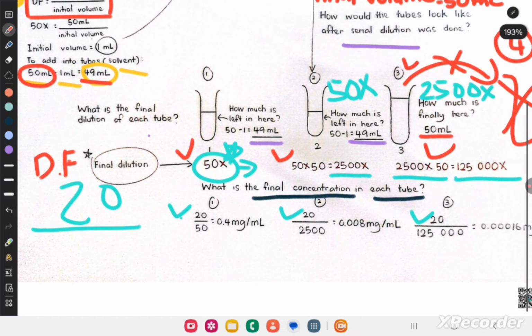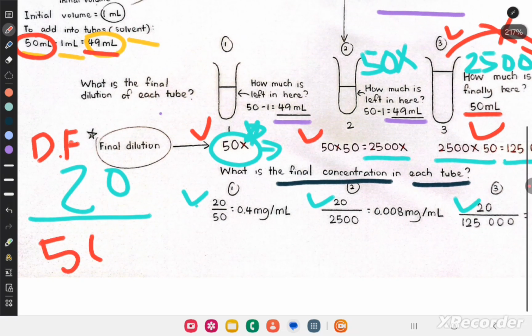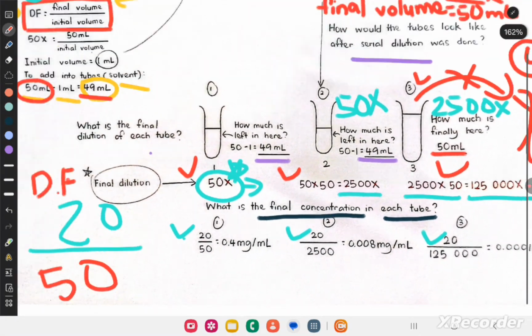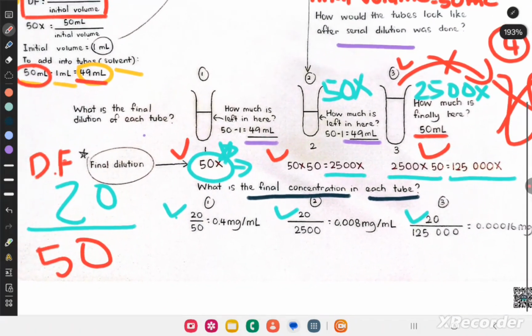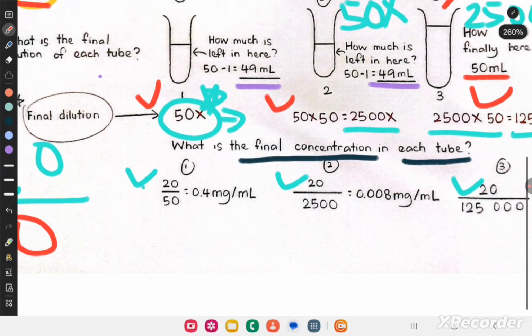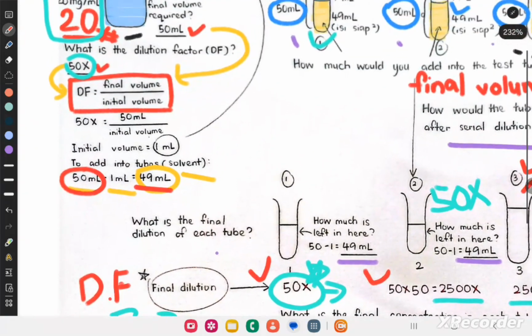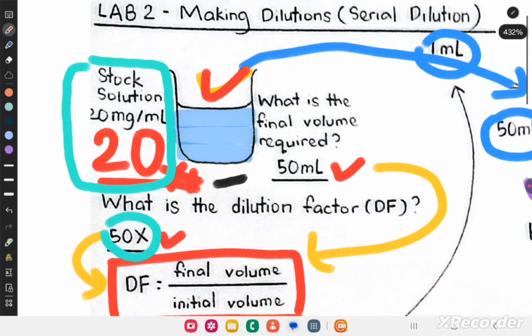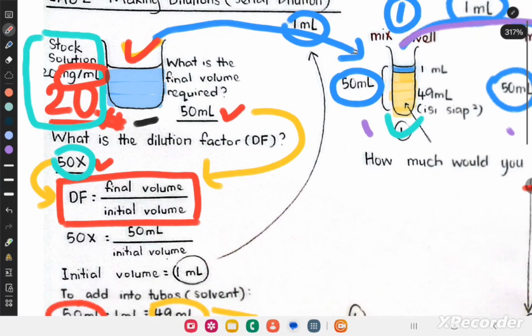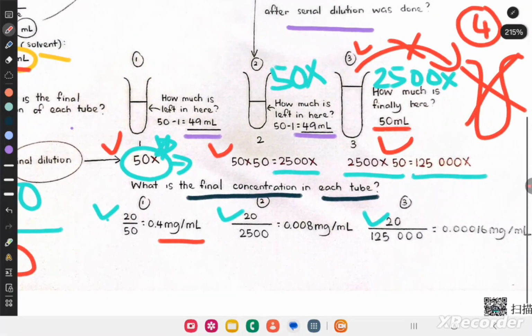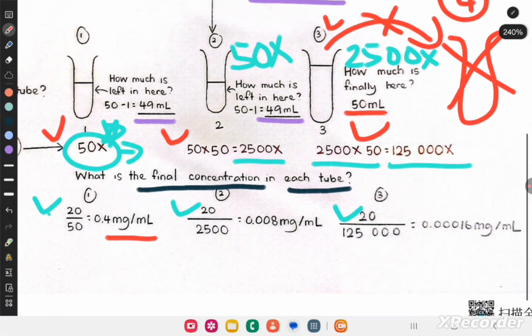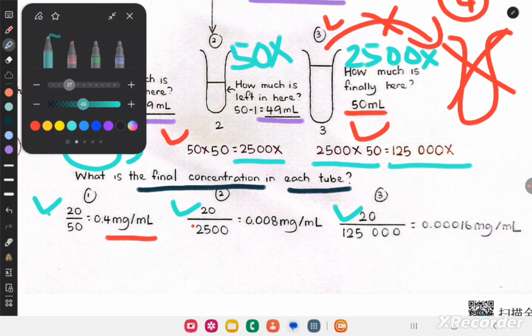Obviously in the first test tube the dilution factor is 50. So we divide 20, which is the initial concentration of the stock solution, by the dilution factor 50, and we get 0.4 mg per ml. Mg per ml because we need to refer back to here, because this one also states mg per ml. So for each test tube, the concentration should use the same unit. And then for this one we do the same, just a bit different.